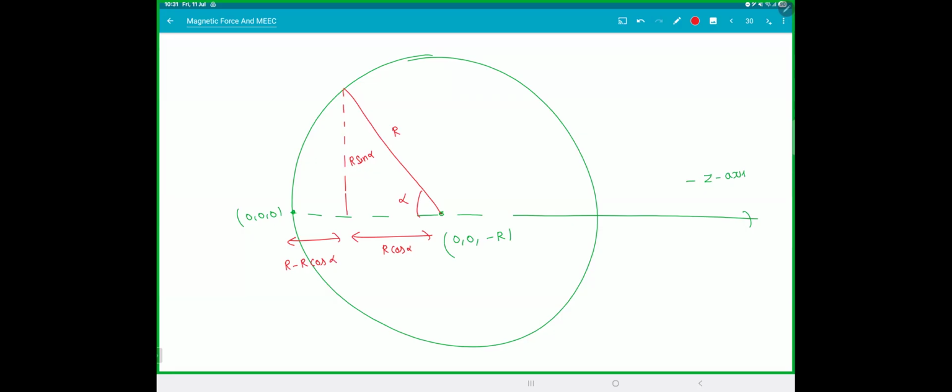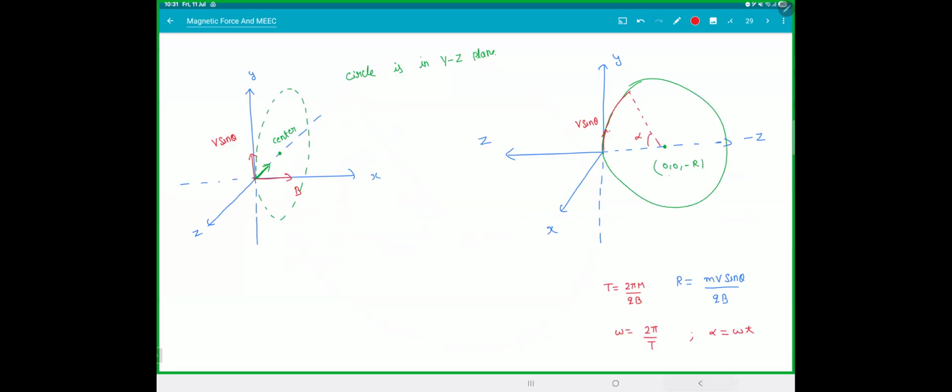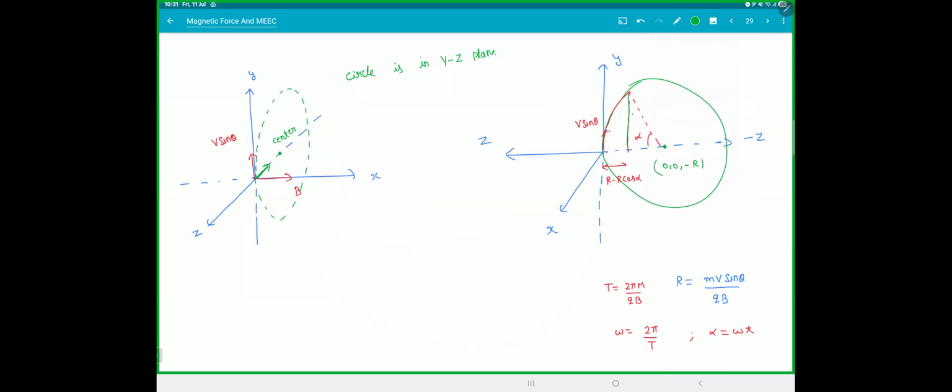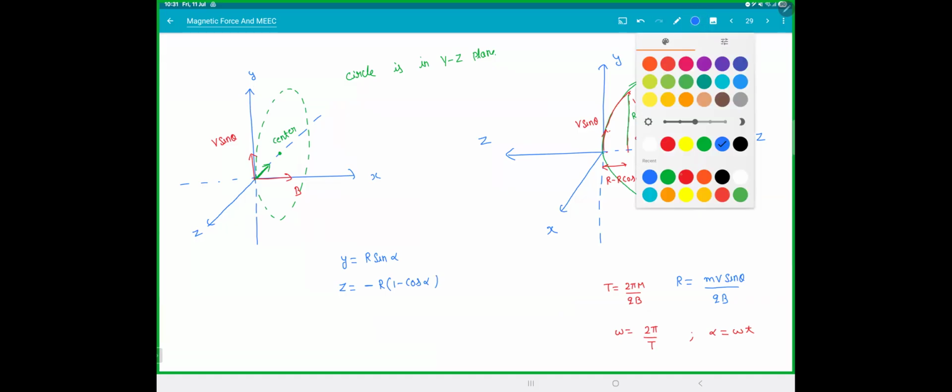Agreed? So if you drop a perpendicular here, this distance here is R minus R cos alpha. This distance here is your R sin alpha, which is your Y coordinate actually. Therefore, your Y coordinate will be R sin alpha. Your Z coordinate will be minus R into 1 minus cos alpha.